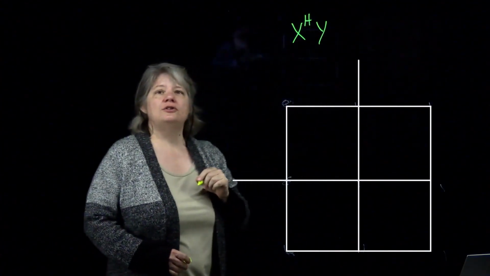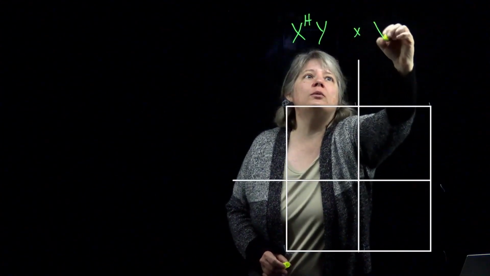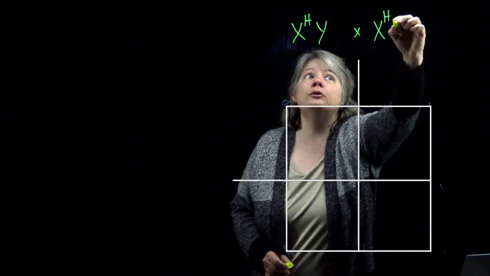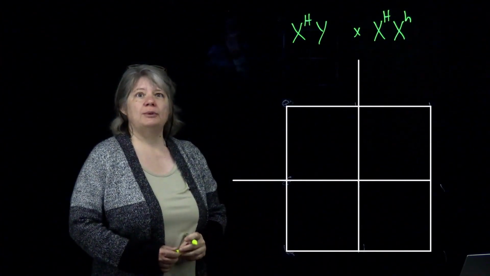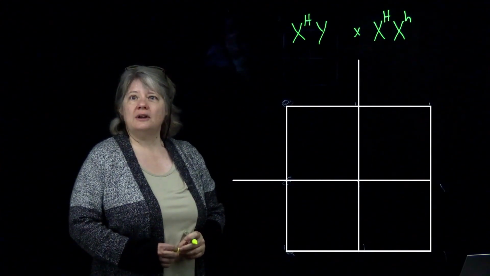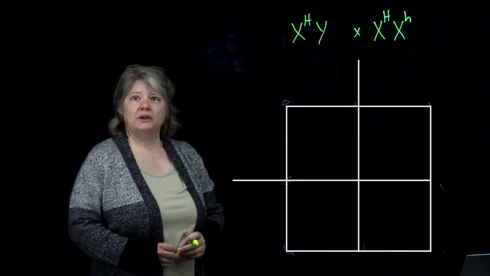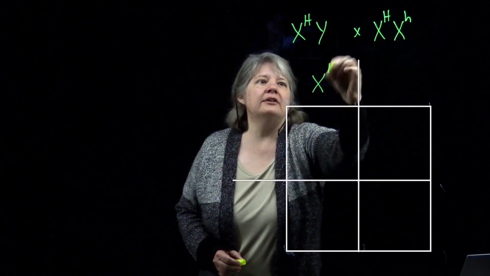So let's look at an example where we have a man who is normal. He does not have hemophilia, so his genotype would be X big H Y. And he has offspring with a woman who is also normal, but is a carrier for hemophilia. So her genotype is X big H, X little h. Okay? So we're going to look at whether or not there's a possibility for their offspring to have hemophilia. So we'll set up our Punnett square as we have before.